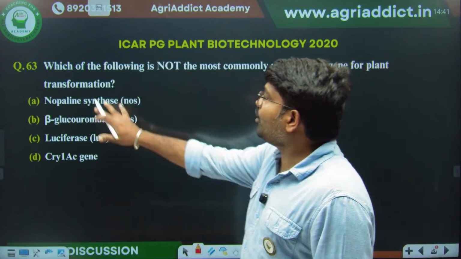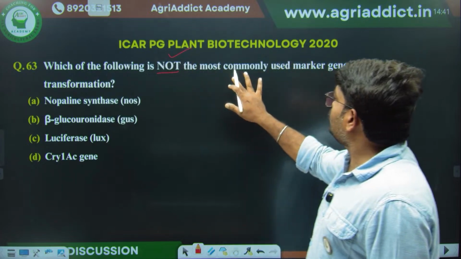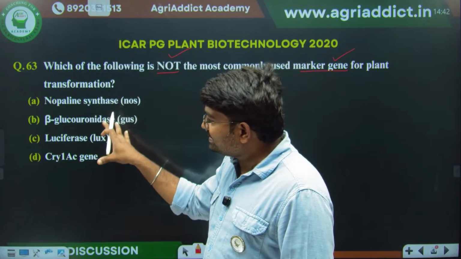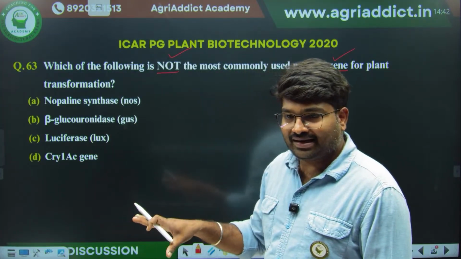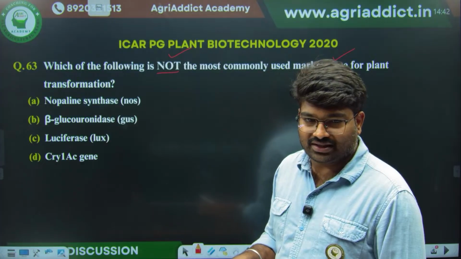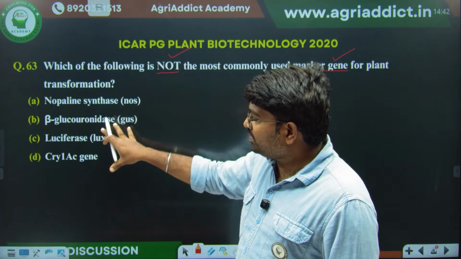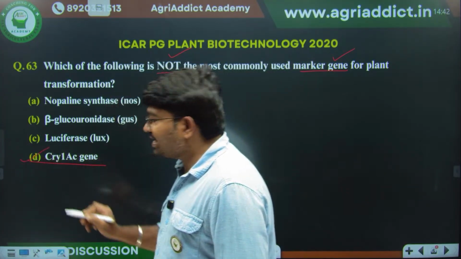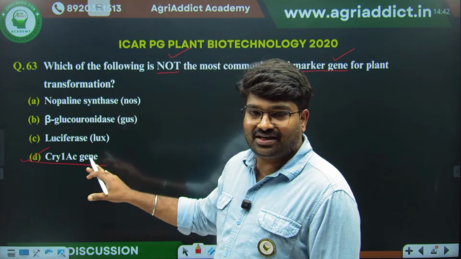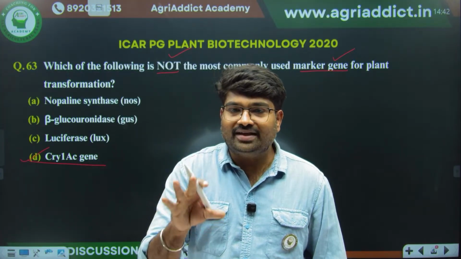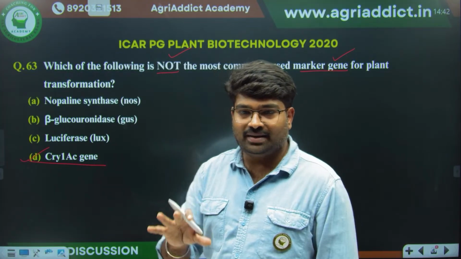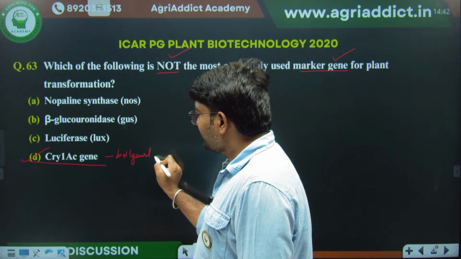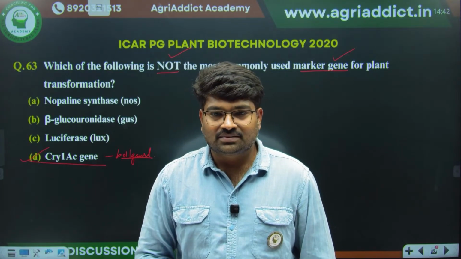Which of the following is not the most commonly used marker gene for transformation? They have given examples of marker genes, and they are asking which is not a marker gene among these. Nopaline synthase, beta glucuronidase, luciferase, yes. Cry gene is not a marker gene. It's a transgene used for improving insect resistance. For example, Bollgard, YieldGard, like that we can develop varieties by integration of these Cry genes.